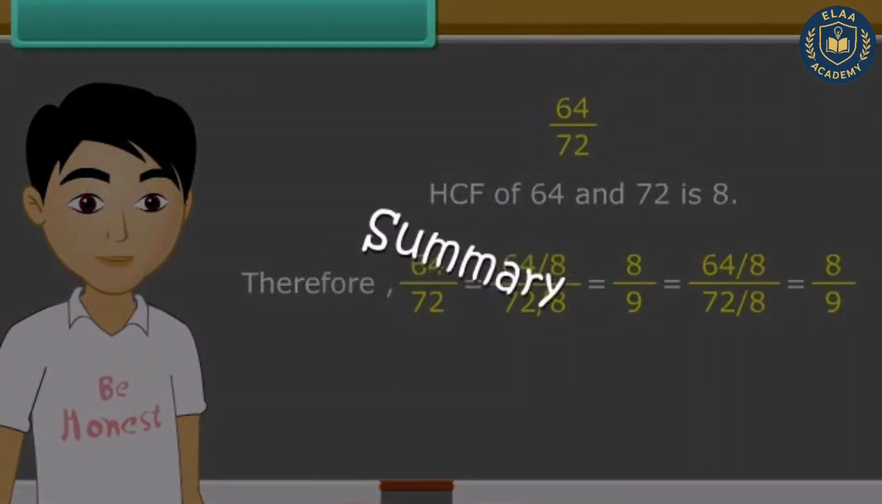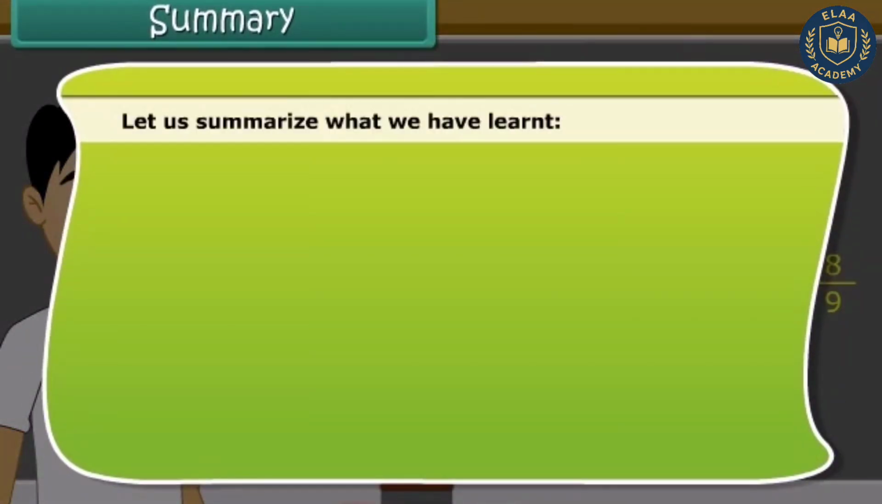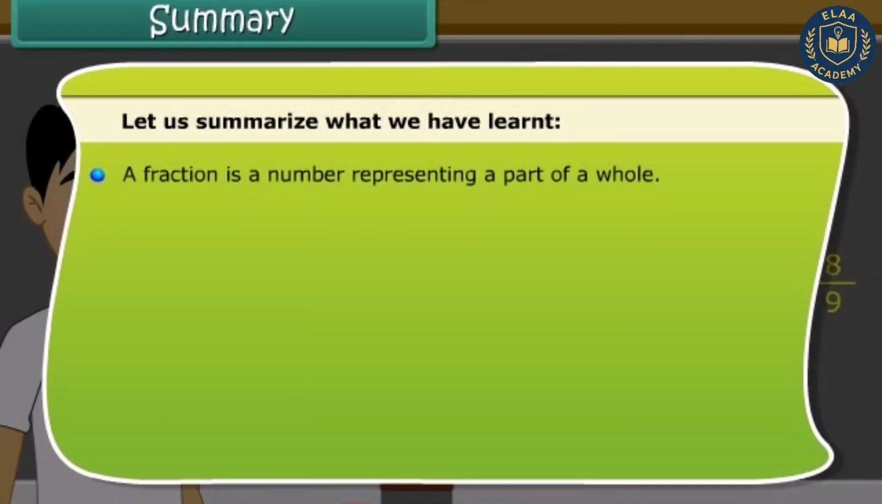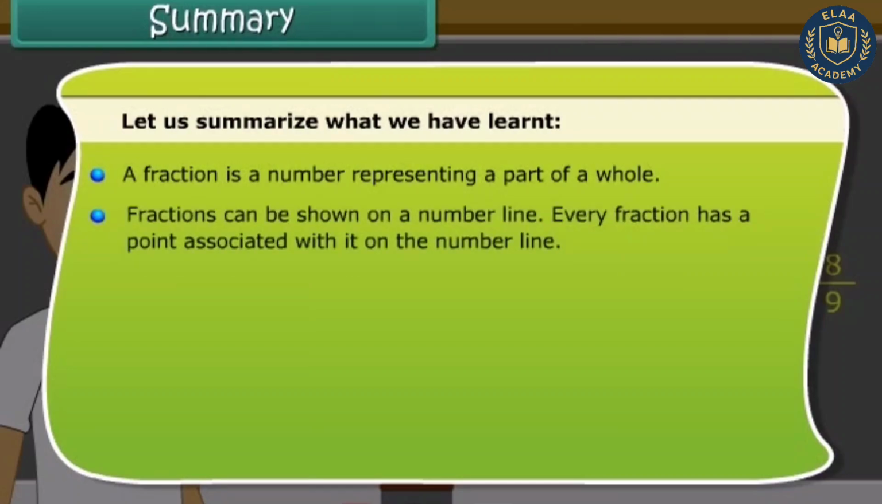Summary. Let us summarize what we have learned. A fraction is a number representing a part of a whole. Fractions can be shown on a number line. Every fraction has a point associated with it on the number line.